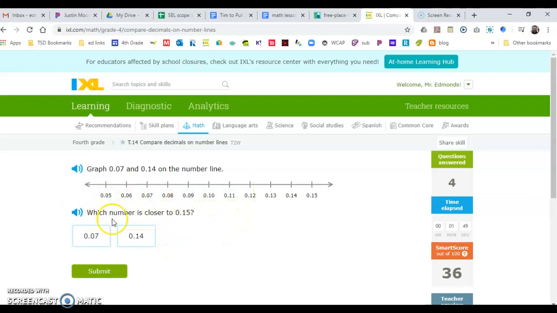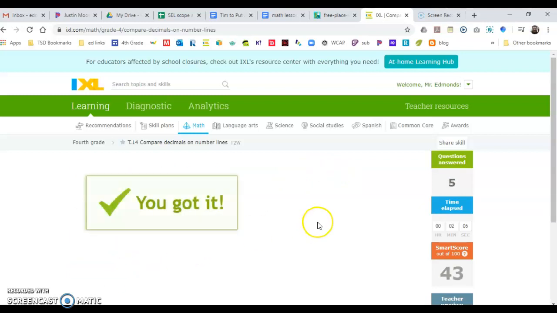Now the question's changed again. It asks which number is closer to 15 hundredths. So graph both numbers, 7 hundredths and 14 hundredths, and then which number is closer to 15 hundredths over here, and you can see directly next to it is 14, and we move on.